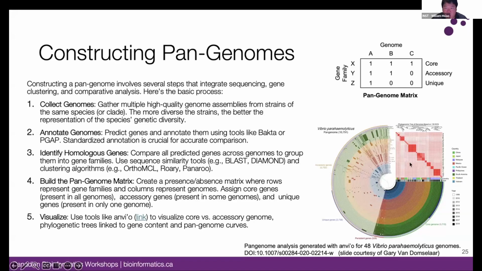And this can be achieved using, as one example, this tool called MVO, which gives a nice track-based display. This allows you to visualize core versus accessory genome, and you can also construct phylogenetic trees and look at the gene content and so on and so forth. Okay.